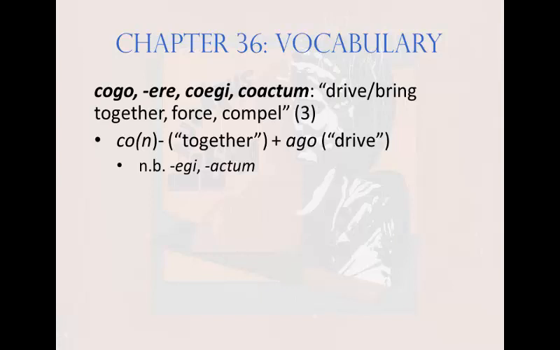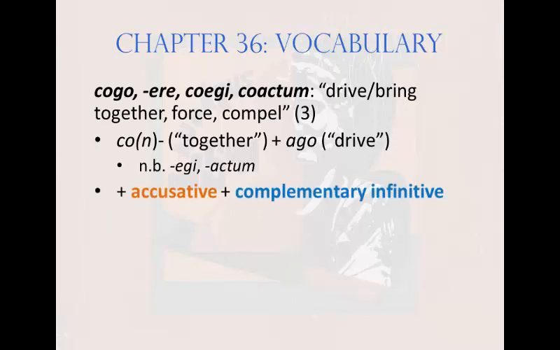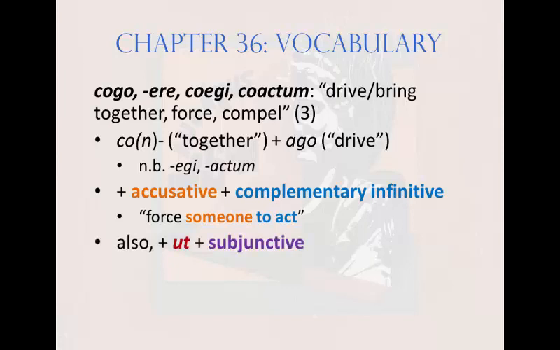Sometimes cogo has an accusative noun and a complementary infinitive after it. When it does, it takes on the sense force, as in force someone, accusative, to act, complementary infinitive. Other times, it's followed by an ut clause with a subjunctive verb. In this case, meaning literally, force someone, accusative, that, ut, they act, subjunctively. The accusative someone is not necessarily always stated, but it is always understood.